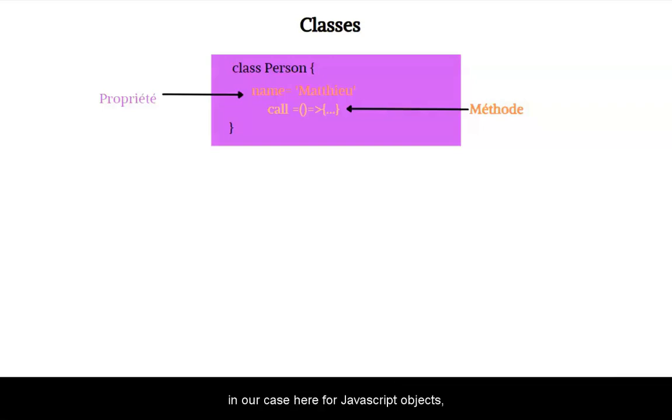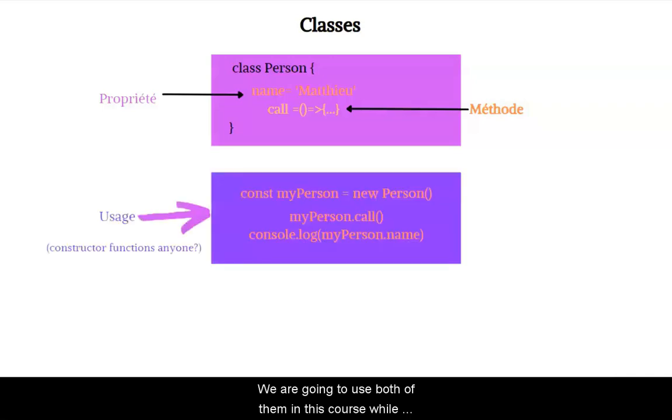In our case here for JavaScript's objects, a class is created with the word class, and a class can have both properties and methods. Methods are simply functions attached to classes, and properties are variables attached to classes. We are going to use both of them in this course, while always explaining what we are doing. When we add such a property or method, a class is instantiated like this with the new keyword.